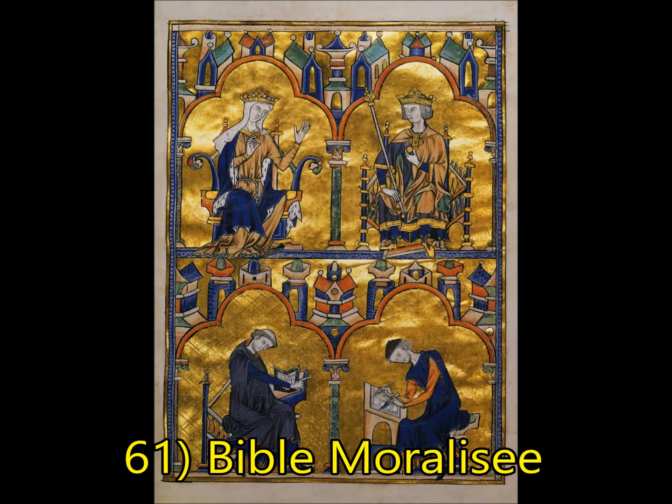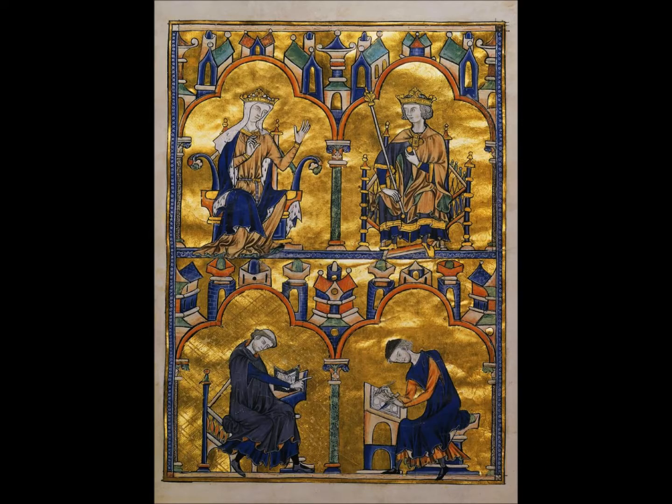So for number 61, we have the Bible Moralisée. Remember that this is a moralized Bible. On the top, you have Blanche of Castile on the left and King Louis IX on the right. On the bottom, you have two creators of the book. This is an illuminated manuscript, and it would function as literally a gift to King Louis when he was coronated, or when he was crowned king during his coronation. And Blanche was his mother, and she gave it to him.